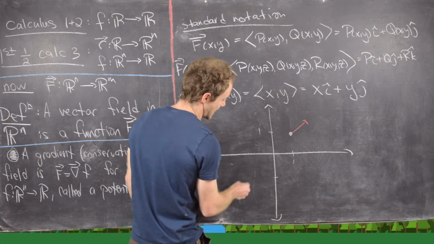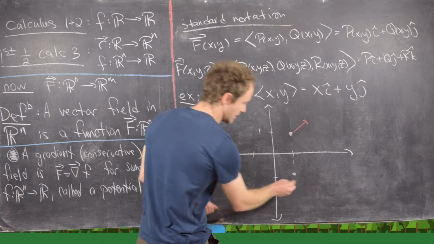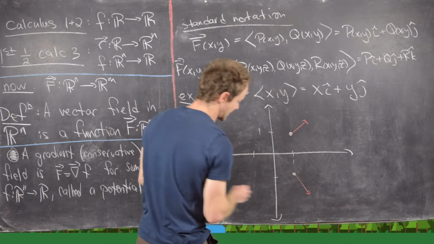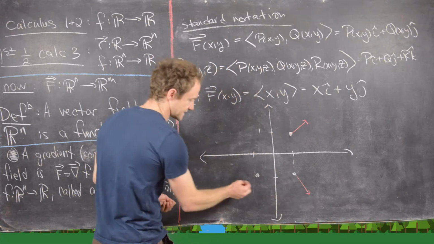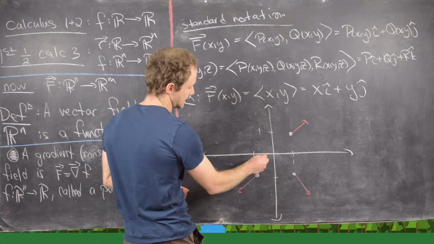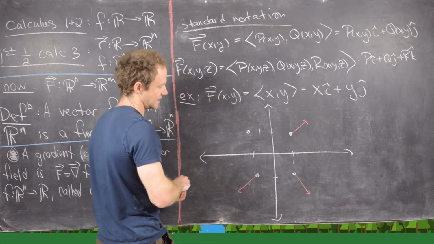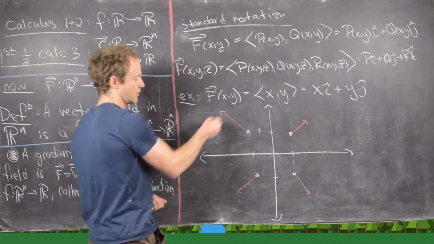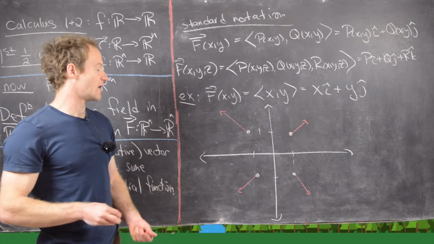So let's go ahead and draw down here, which is like 1, negative 1. So that'll give us that vector. And then negative 1, 1. So that'll give us that vector. And then finally negative 1, 1. So that will give us this vector pointing up this way. Okay, good. Now let's look at some other ones.